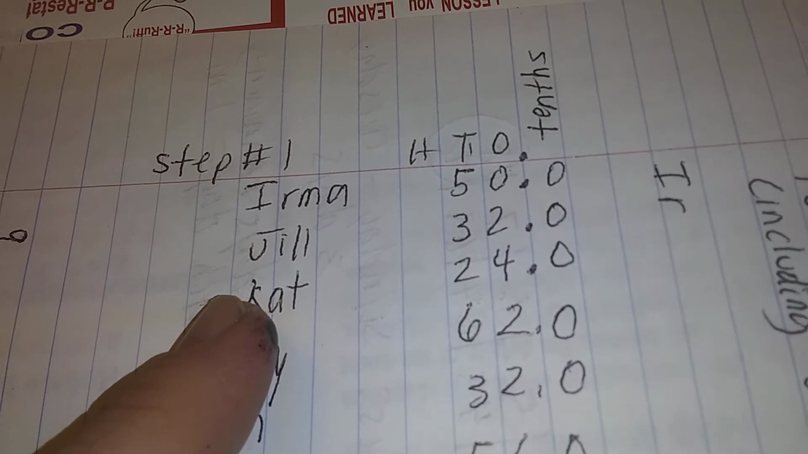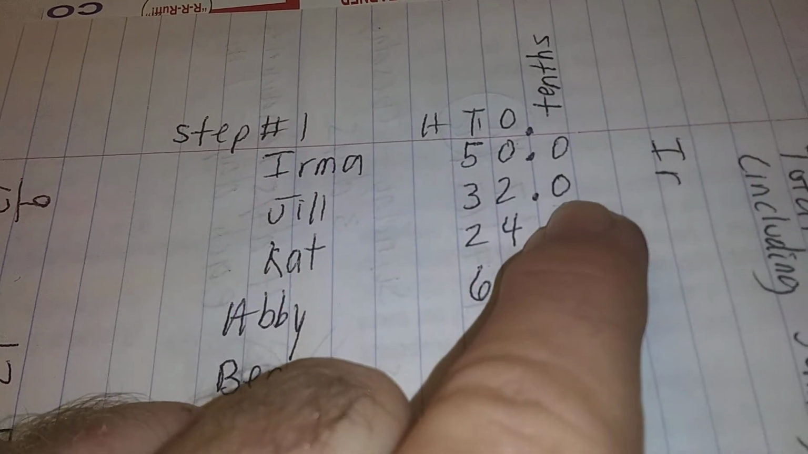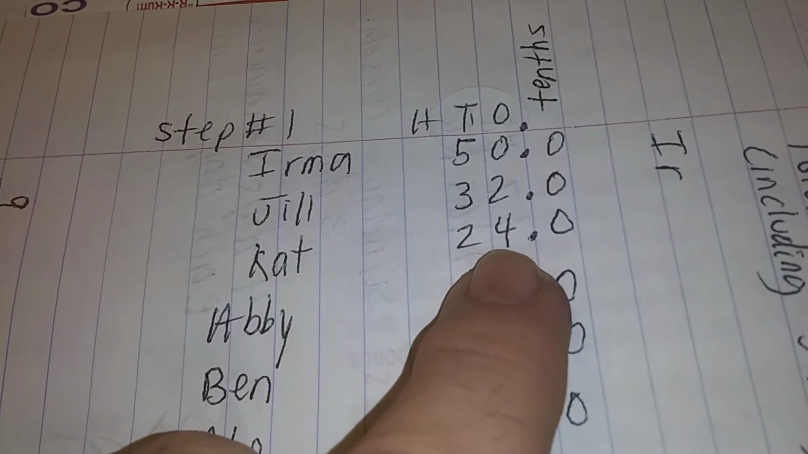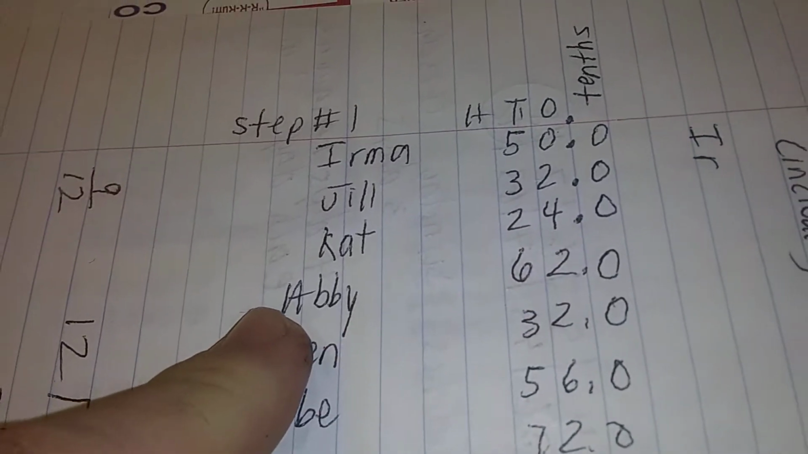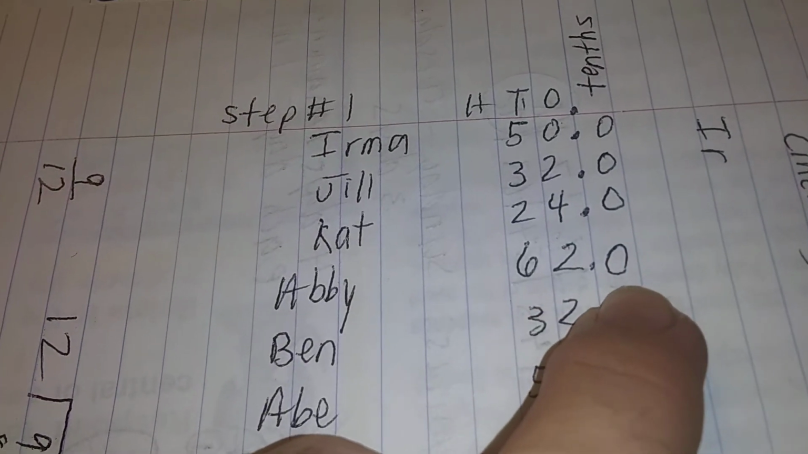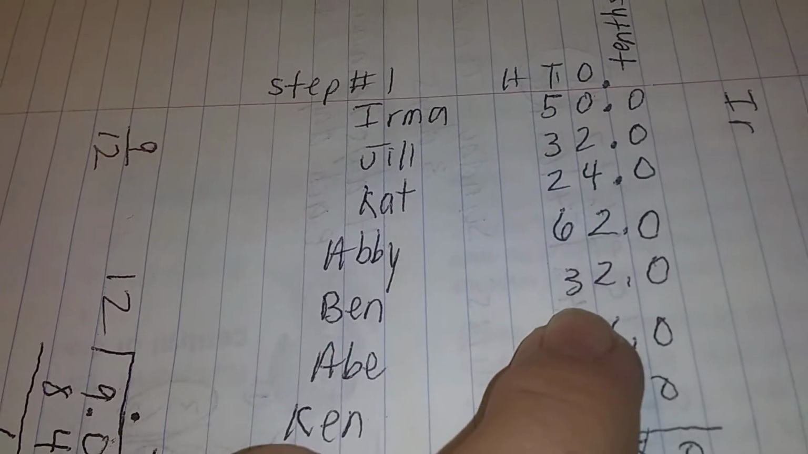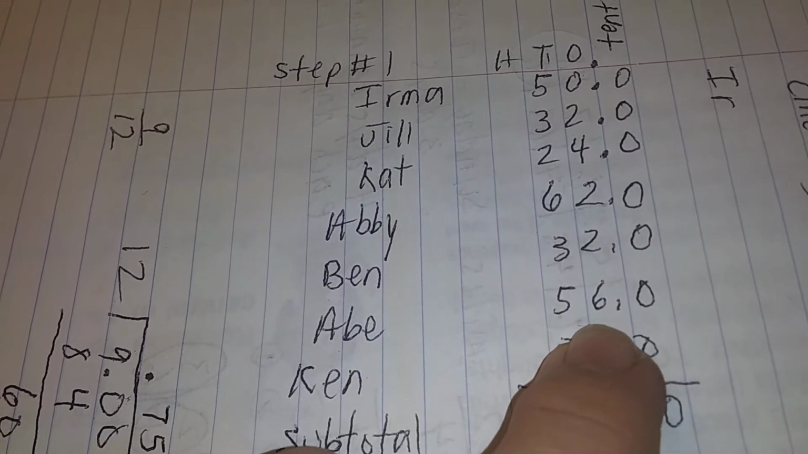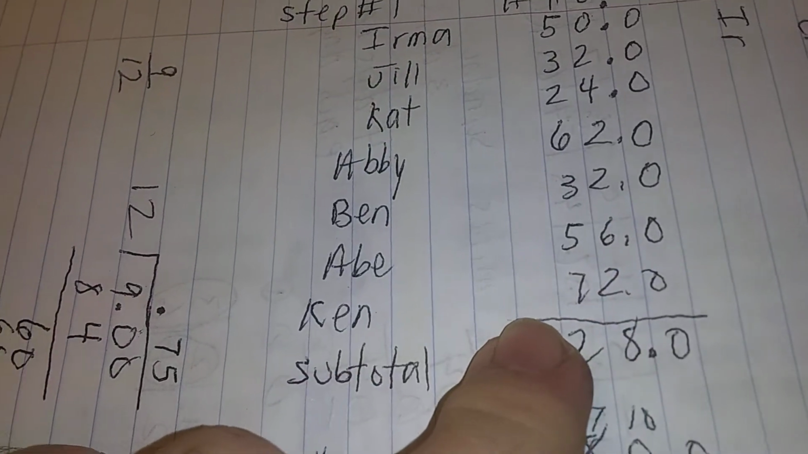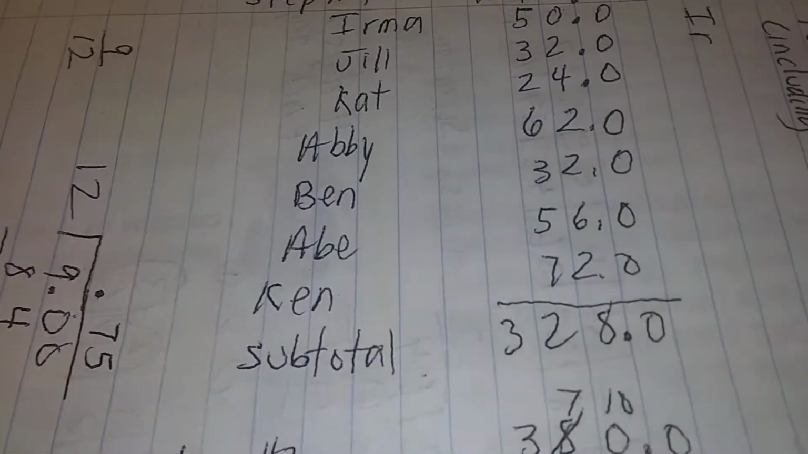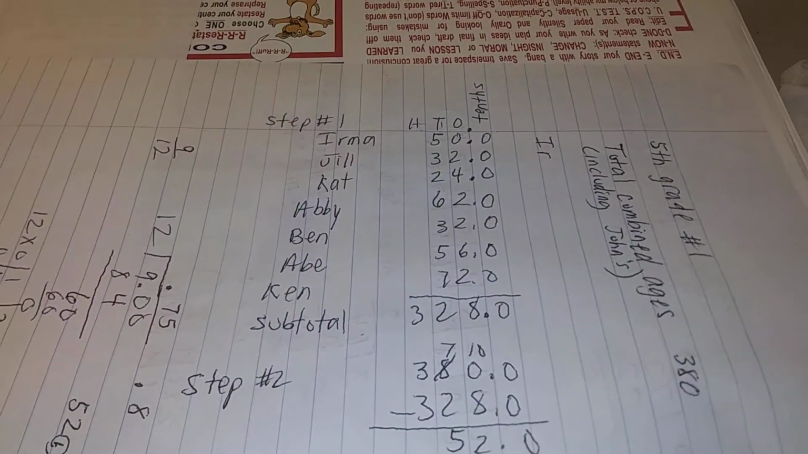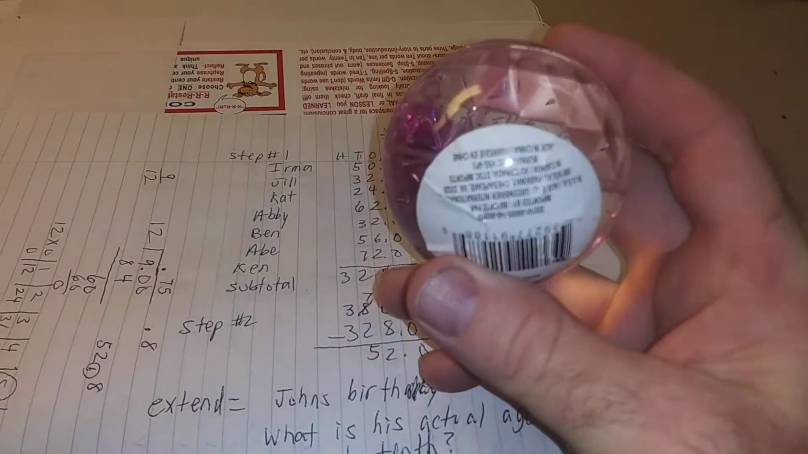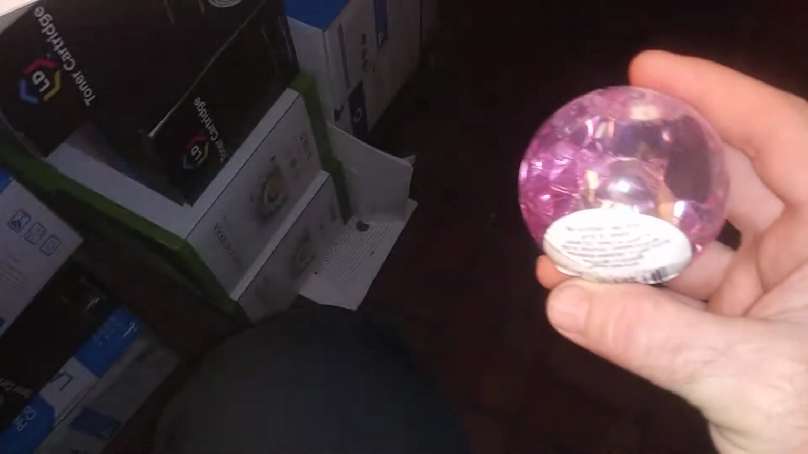So Irma is 50 years old. Jill is 32 years old and nothing else. Kat was 24 years old and nothing else. Abby was 62 and 0/10 years old. Ben is 32 and 0/10 years old. Abe, 56 and 0/10 years old. Ken, 72 and 0/10. So their total years was 328.